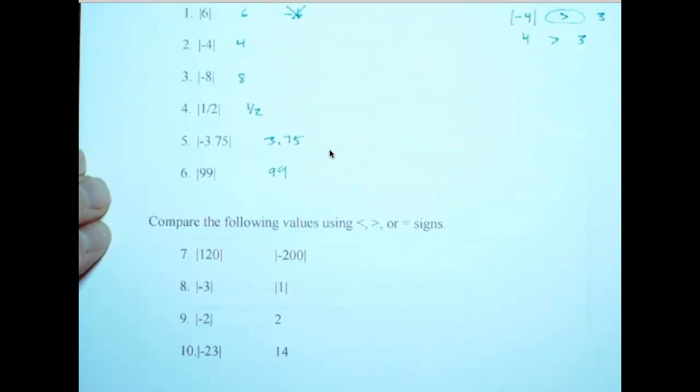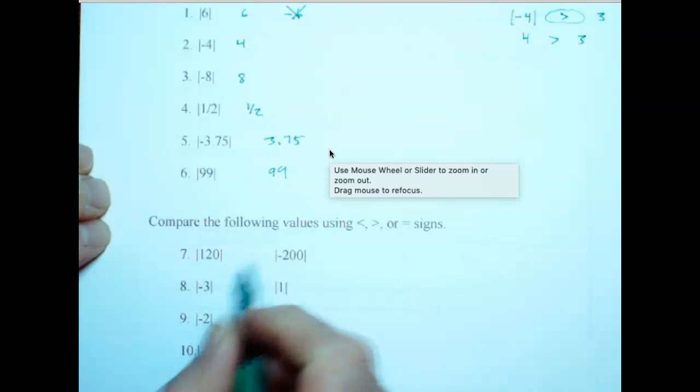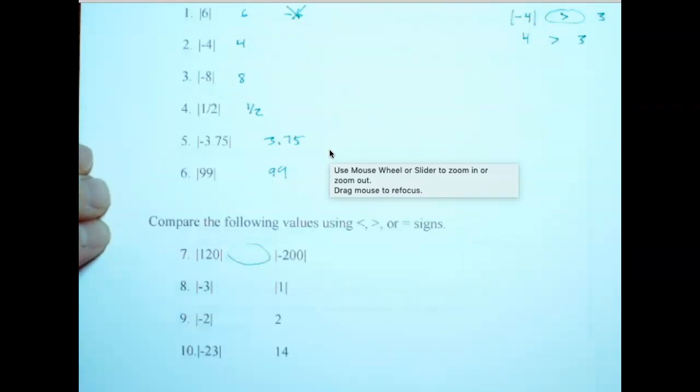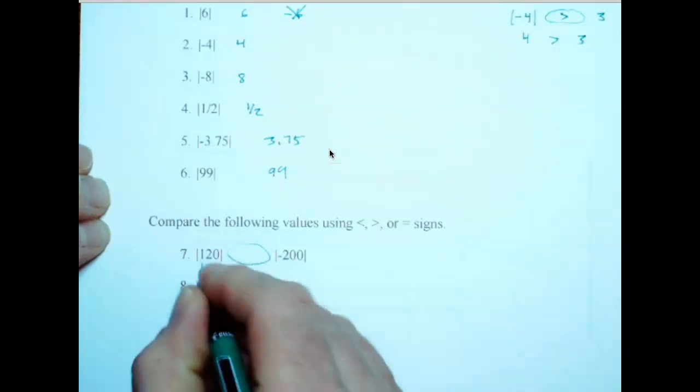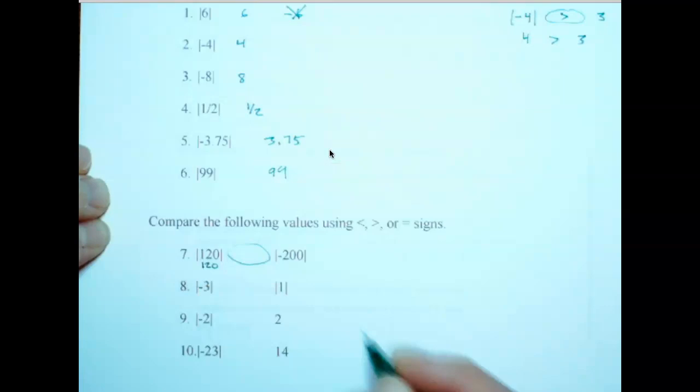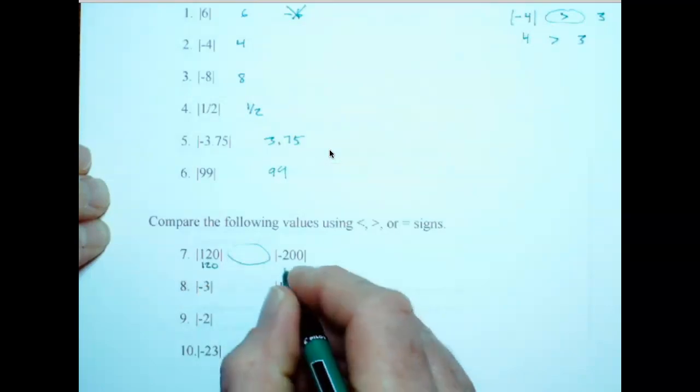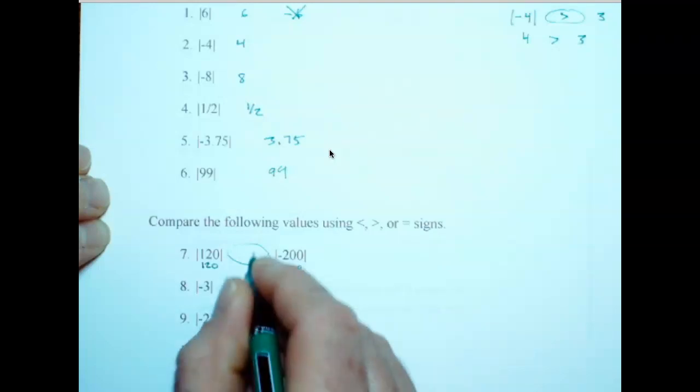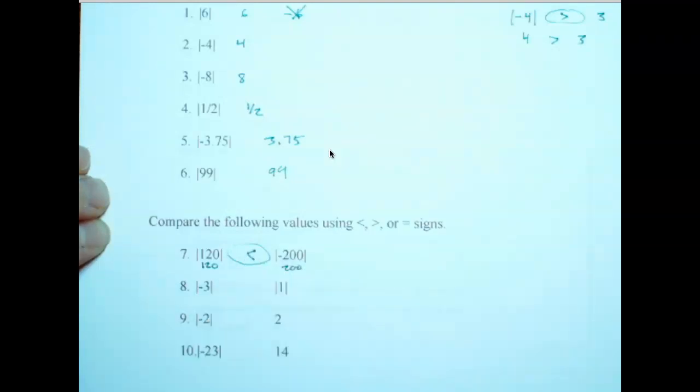Now we're just going to do some comparing. Well, what this problem right here is really asking is, which of these is farther away from 0? Well, the absolute value of 120 is 120. The absolute value, or the distance from 0 of negative 200, is 200. This is greater because 200 is bigger than 120.